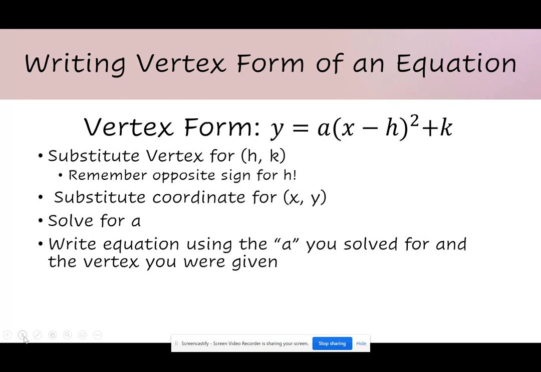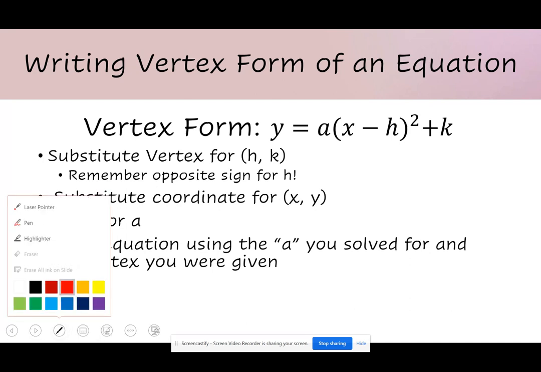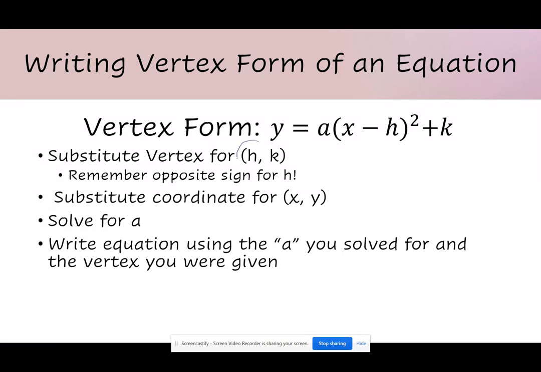So first, to start, when you're writing the vertex form of an equation, we're going to be given our vertex and a coordinate. So your vertex, if you remember, is (h, k), which we get from here and here. And then our coordinate is always (x, y). So we'll be able to substitute in our coordinate for these points and our vertex for these points. But remember that since we have x minus h, it's always the opposite sign here when you're plugging in your h from your vertex. And then we're going to solve for a and then rewrite the equation. So it'll make more sense when we go through it.